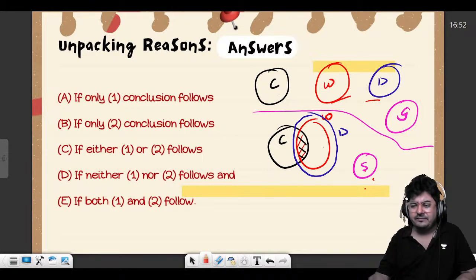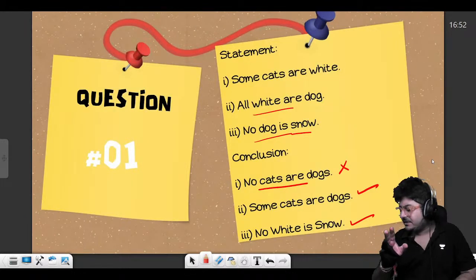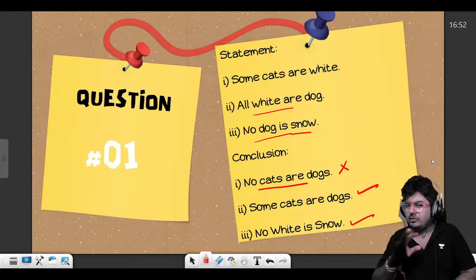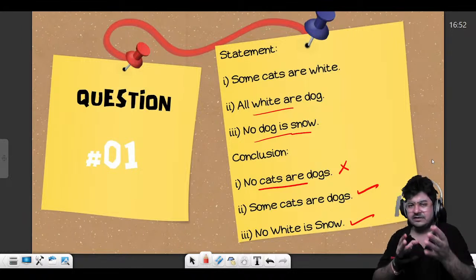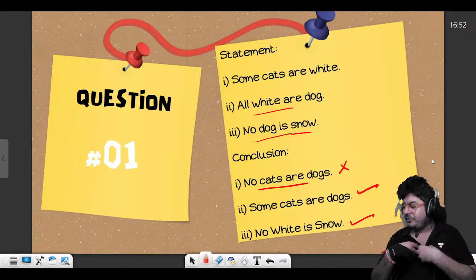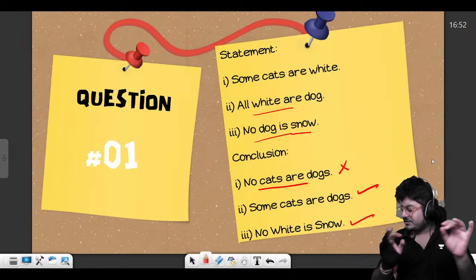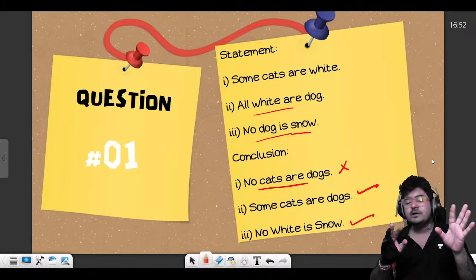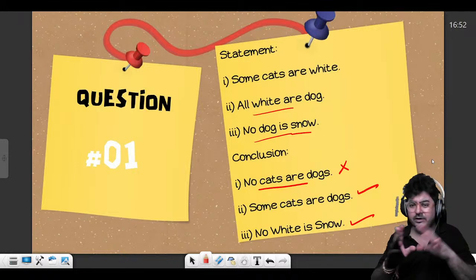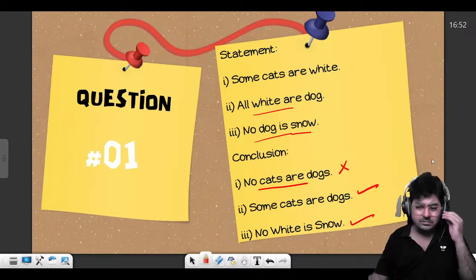From the statement, stick to the statement. They said some cats are white, and no white is snow, so some cats are not snow. What about the remaining cats? They have not said anything, so by default we will not consider anything. So that is false. That would be a false conclusion: some cats are snow.